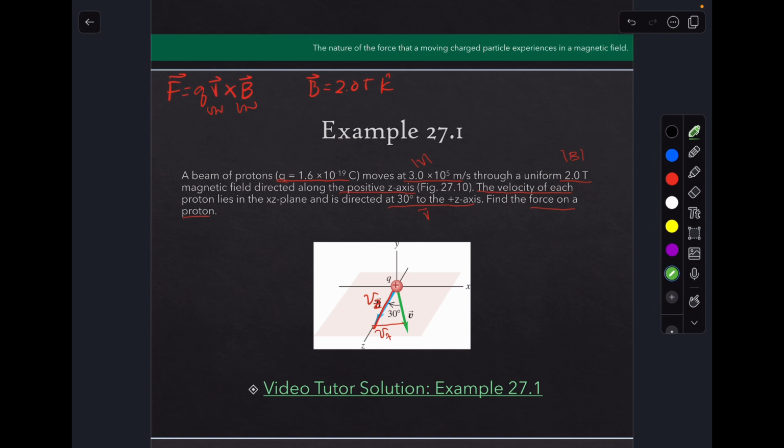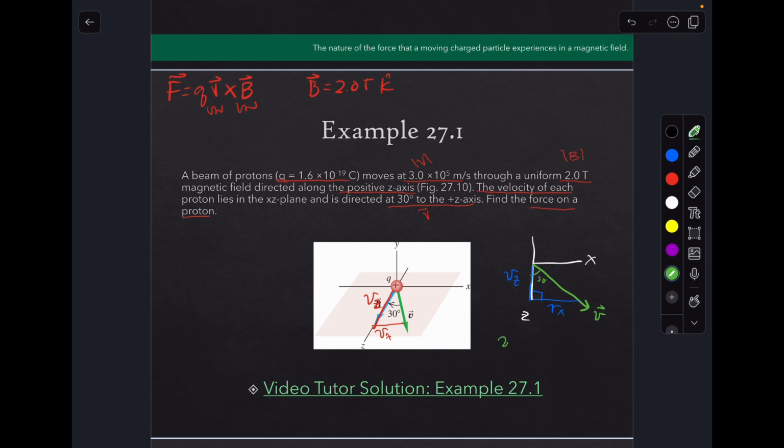If we redraw it, let me draw the coordinates. It's lying in the XZ plane, with positive X and Z. The velocity vector is at an angle of 30 degrees from Z. Its X component is parallel to the X axis, and its Z component is parallel to the Z axis. There's our right triangle. We can use trigonometry to figure out the components.